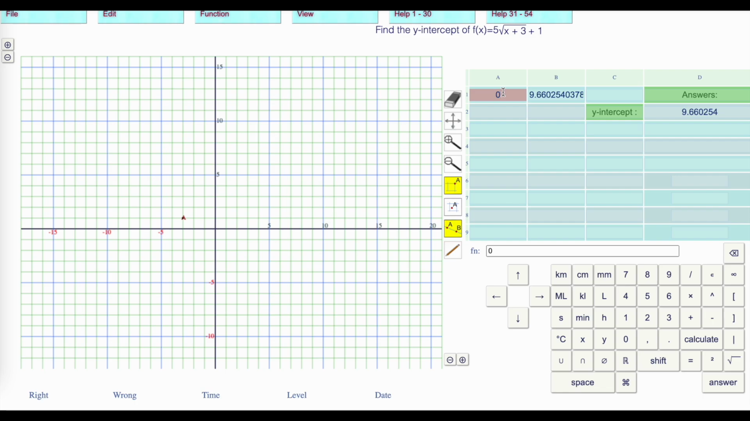When x is 1, we get 11. At negative 2, we have 6. Negative 2 and 6 is right here. So it's going to look like this. And here we can see that 9.66 does make sense.